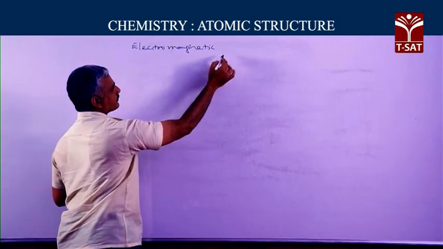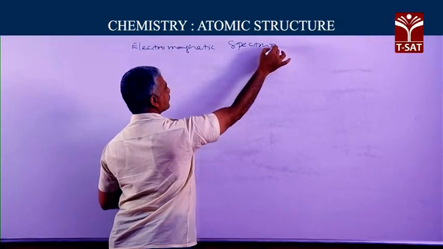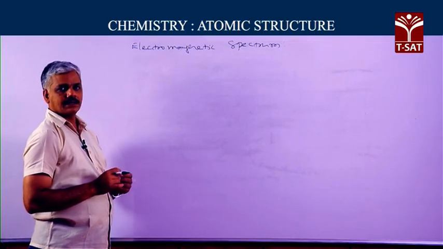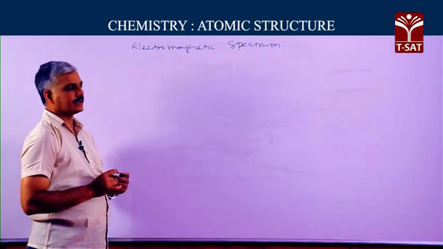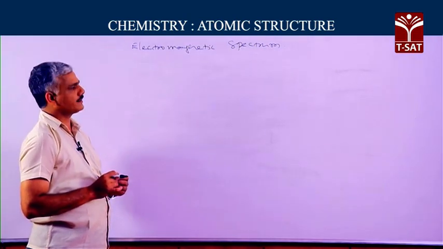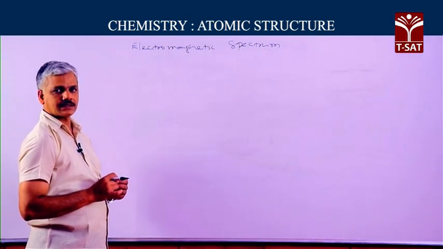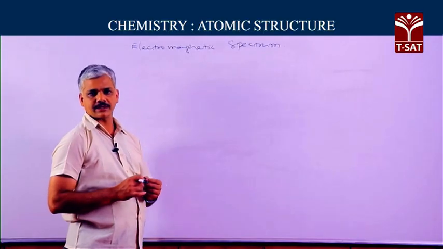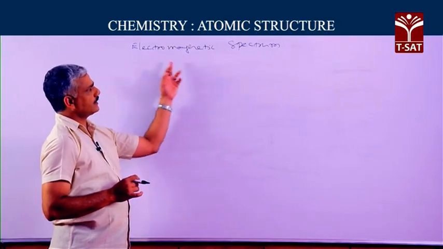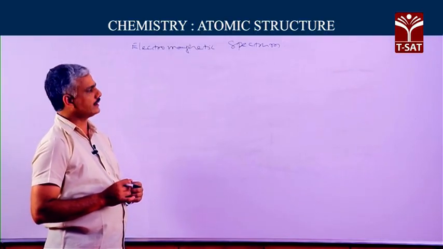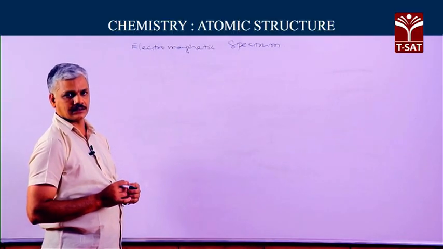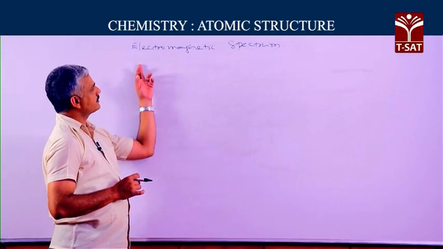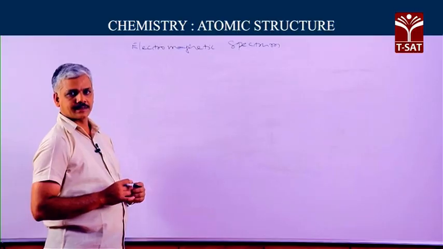Electromagnetic spectrum. The general meaning of spectrum is a systematic arrangement. For example, if you take a classroom, the students are seated in a systematic manner, and that is what we call a classroom spectrum. Similarly, if you arrange electromagnetic waves in an order, either increasing or decreasing, based on their properties, that arrangement is called the electromagnetic spectrum.